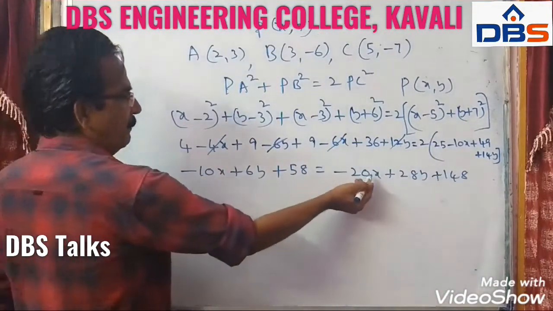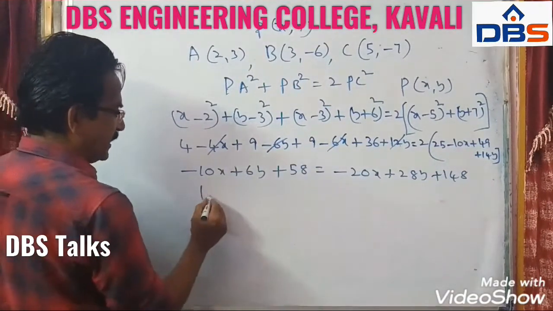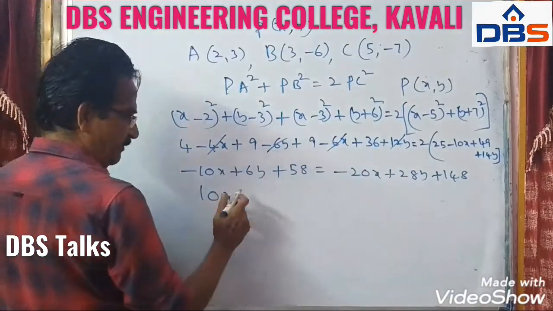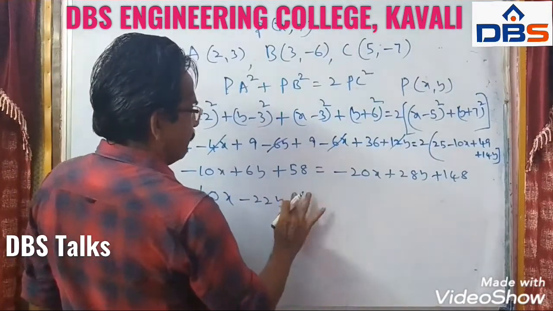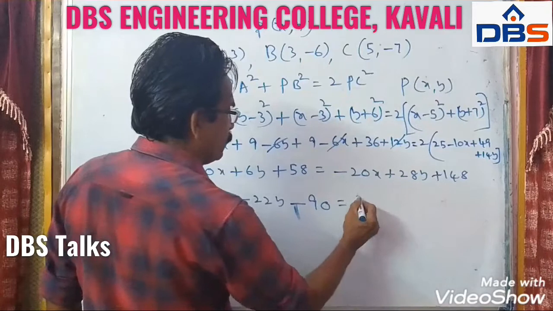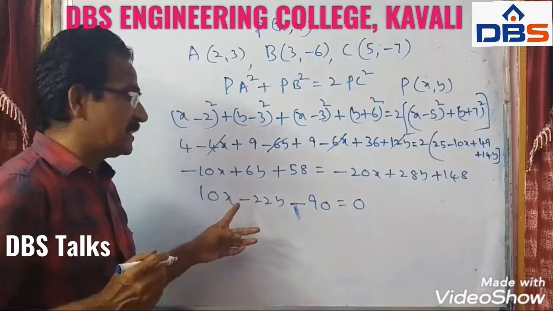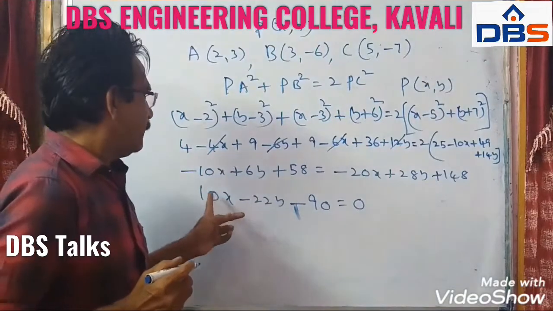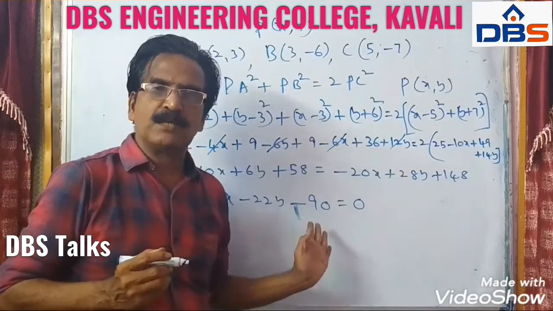So minus 20x, let us come to this side: 20x minus 10x, 10x. 6y minus 28y, that is minus 22y. Plus 58 minus 148, minus 90, is equal to 0. This is the equation, friends. This is the locus of P: 10x minus 22y minus 90 is equal to 0.